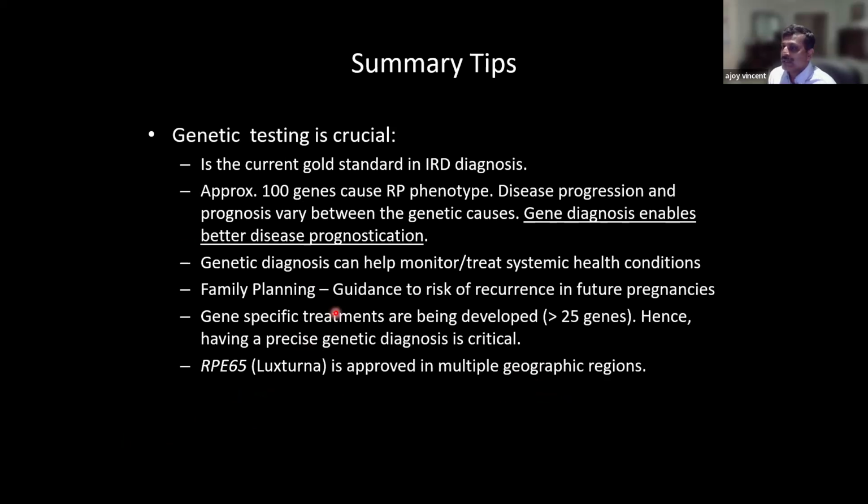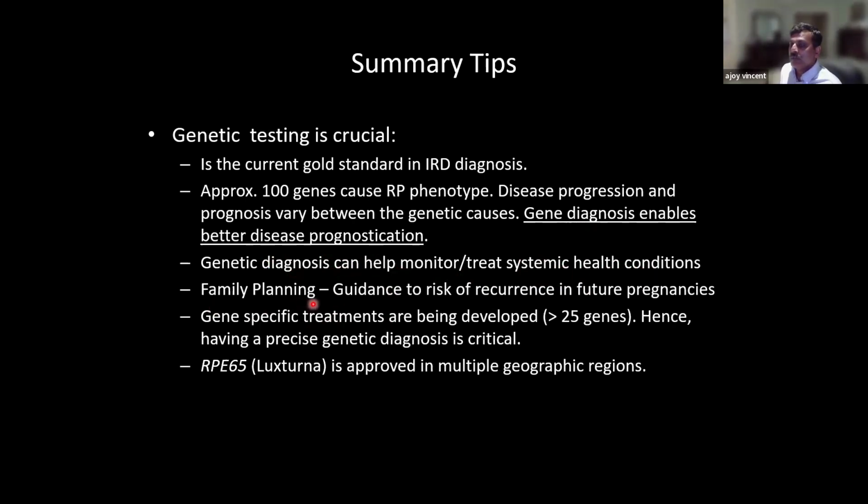So let's say a patient comes to you with RP. RP can be caused by mutations in at least 100 different genes. The disease prognosis and disease course is different in many of these genetic subtypes. So gene diagnosis helps better prognostication. It can help better treat systemic health concerns. So you will hear from subsequent talks about systemic associations. So your genetic diagnosis can have systemic health implications.